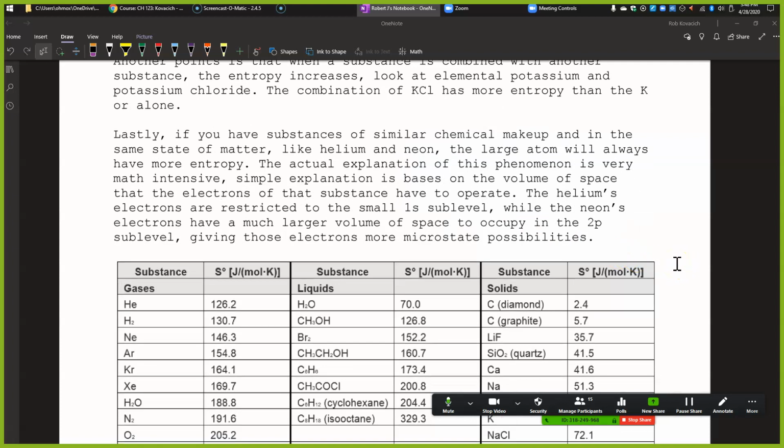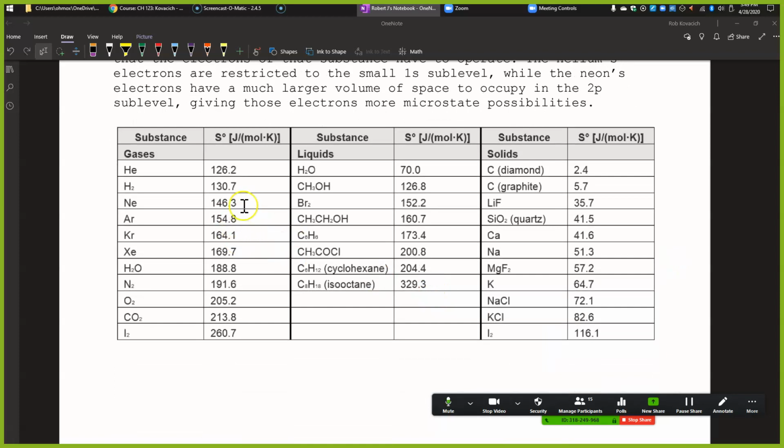And in the same way that the intermolecular forces for London dispersion become stronger as the molecule or the atom gets larger, the same situation happens with entropy, because then we can talk about the electrons themselves. So if we look at that noble gas column, these S's go up as the molecule or as the atom gets bigger.